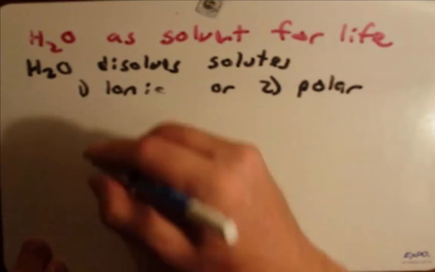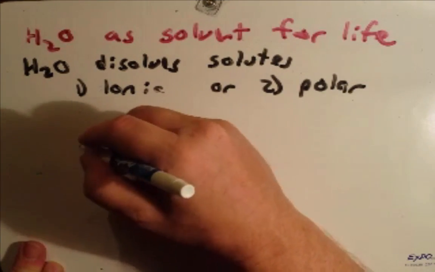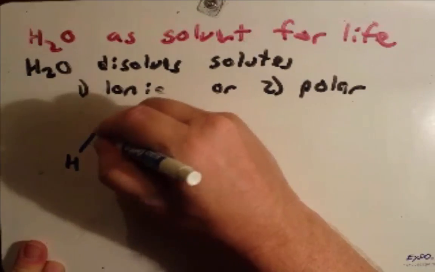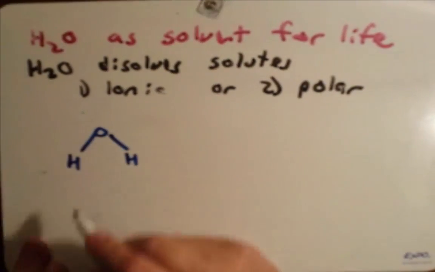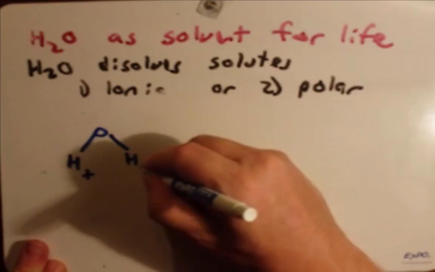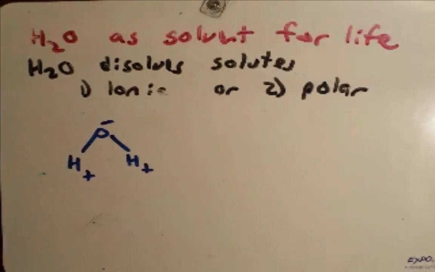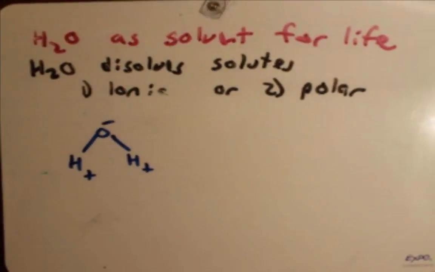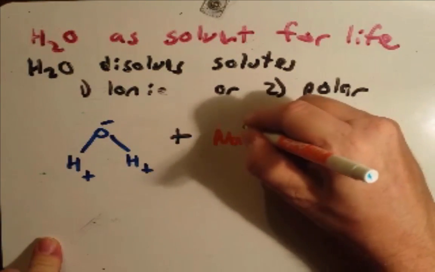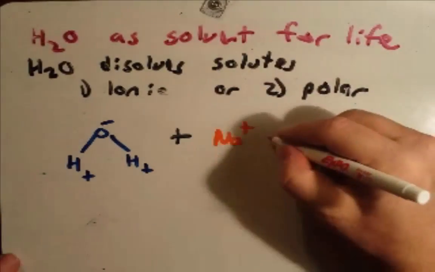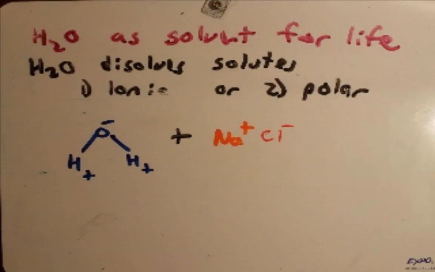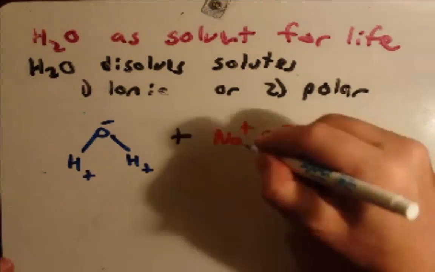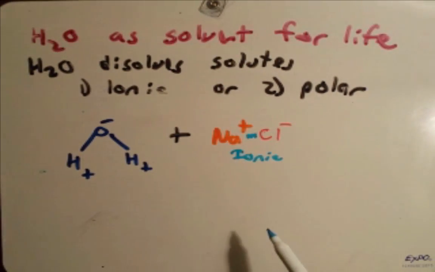So we're going to take water, and remember water is H2O, so there are two hydrogens and the one oxygen, held together by a covalent bond. And remember the hydrogens are partially positive and the oxygen is partially negative. And let's mix that with some sodium chloride. And remember sodium chloride looks like this, Na plus and Cl minus, and they're held together by an ionic bond. And remember, ionic bonds are not as strong as covalent bonds. So how does water dissolve sodium chloride?